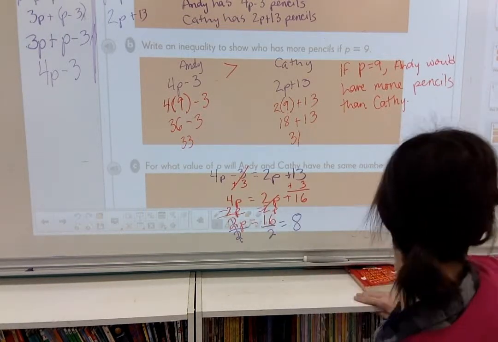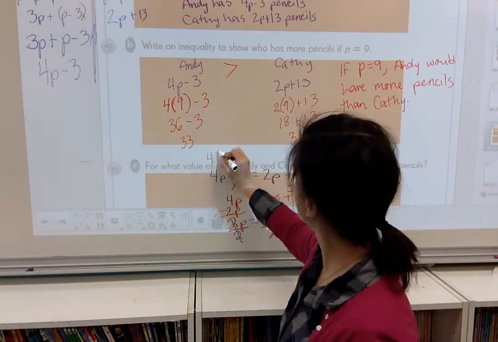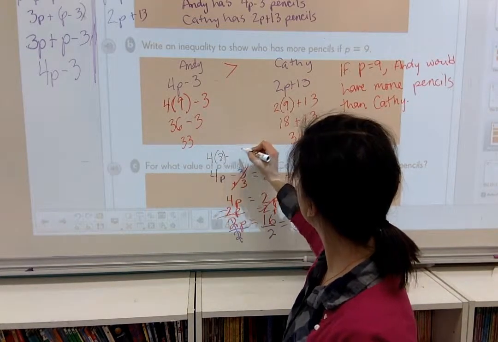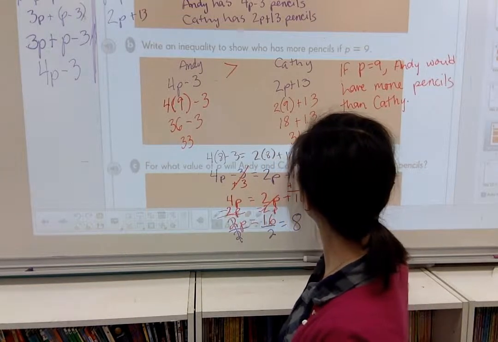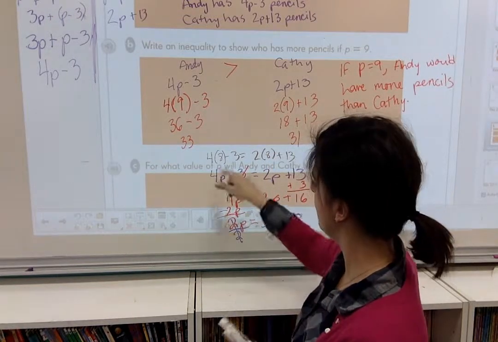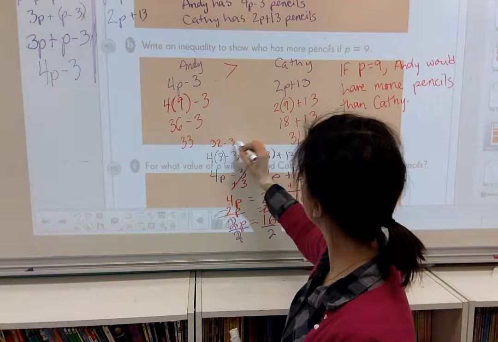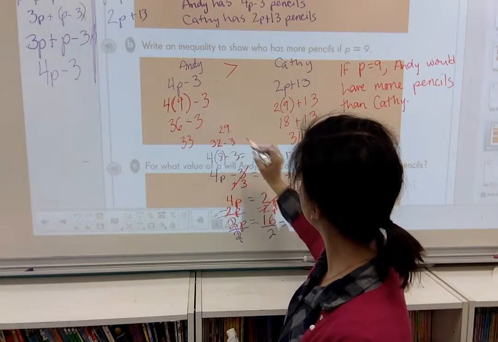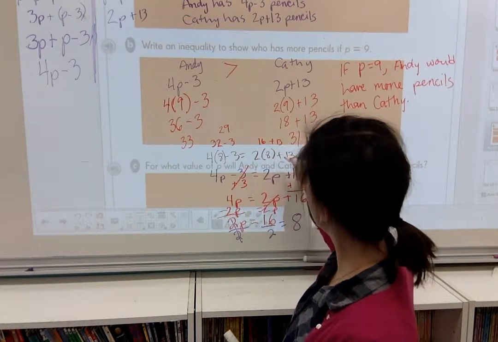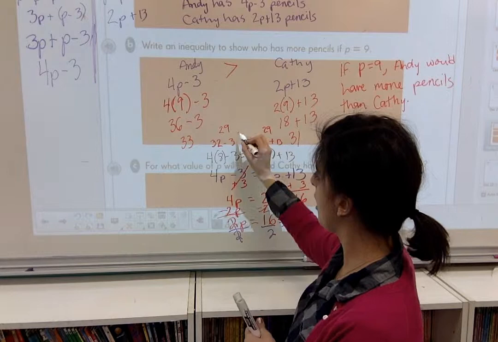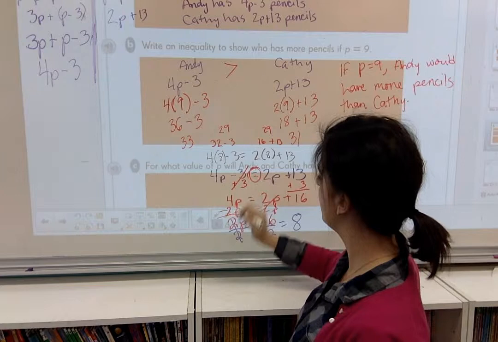Let's check it. If we had 4 times 8 minus 3 equals 2 times 8 plus 13, we would have the same answer. 4 times 8 is 32, and 32 minus 3 is 29. And 2 times 8 is 16 plus 13, which is 29. Are both of our numbers the same here, 29 and 29? They are. So we have an equality.